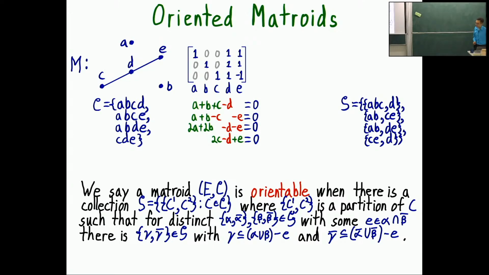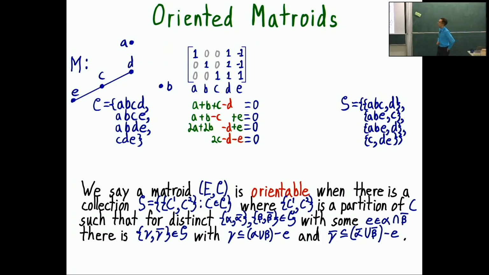You can check that for any of the circuits I have here. So this is a possible orientation of this matroid. I could multiply the last column E by -1, and in this way I can reorient, and this will give me a different orientation, just changing the direction of an edge in the graph.